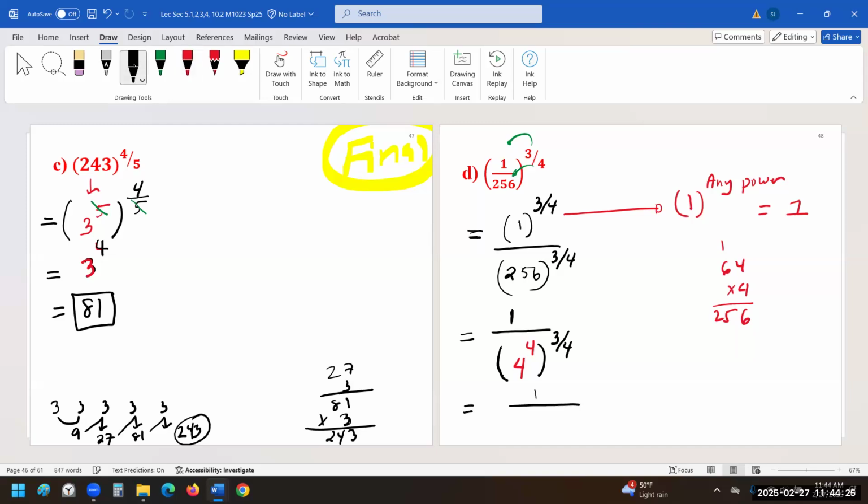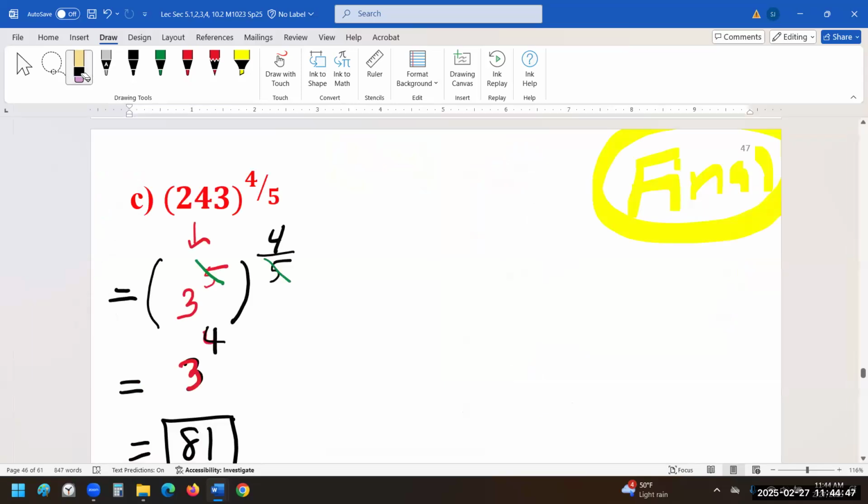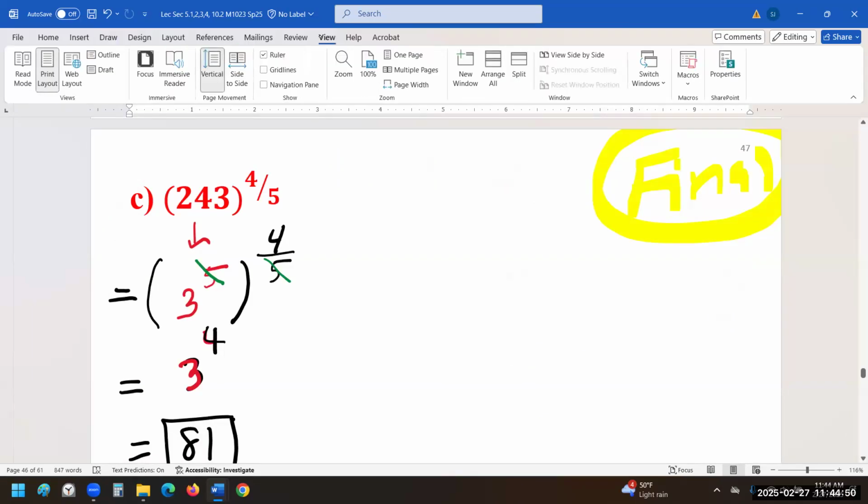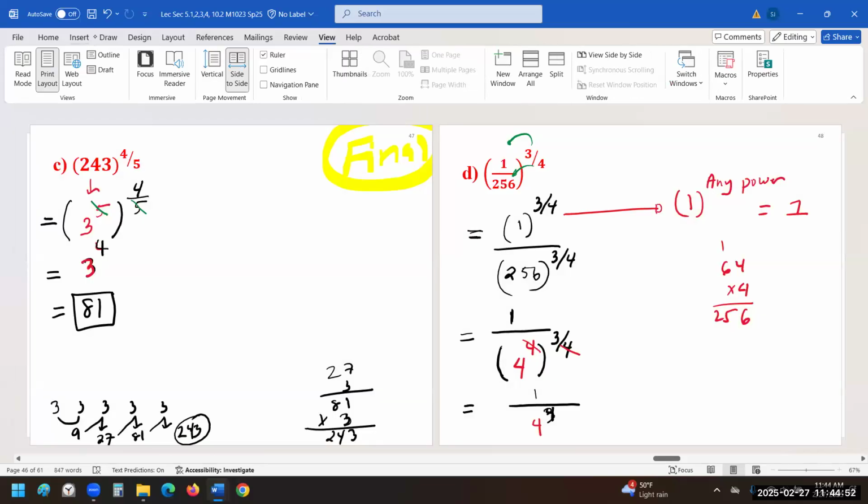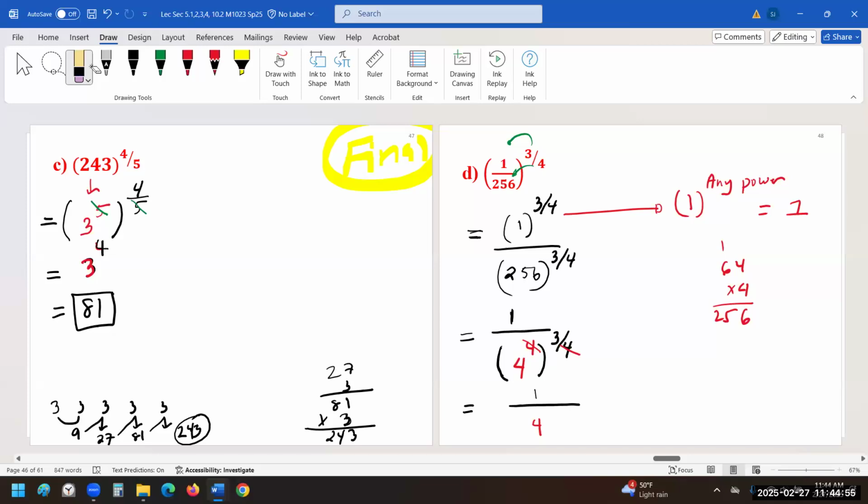So we still have our 1. And then what happens? We cancel this 4, so you're left with 4 inside and another 3 outside. Because we cancel the 4. And what is 4 times 4 times 4? 64.